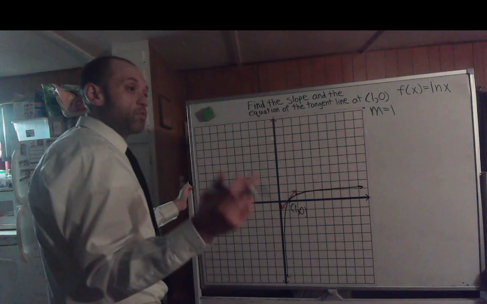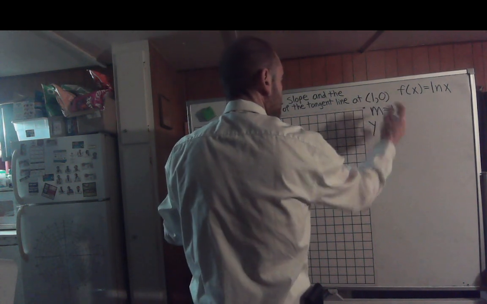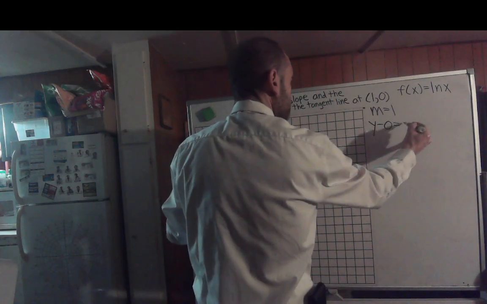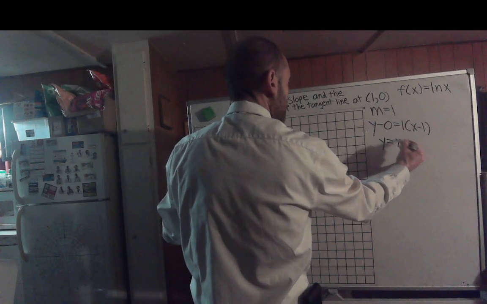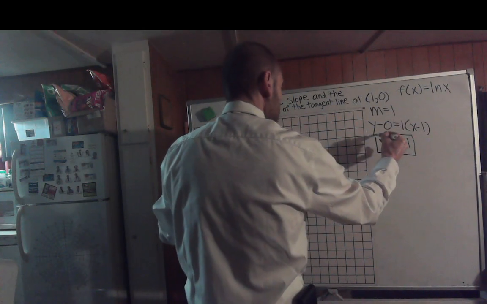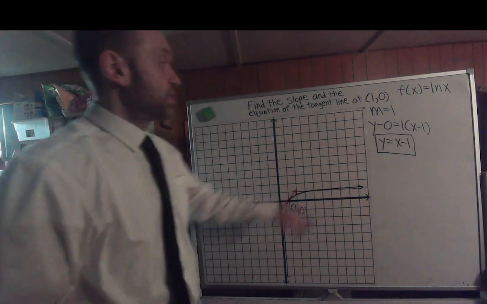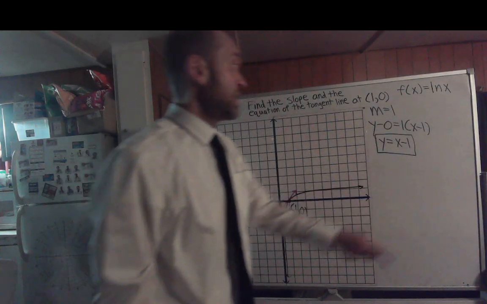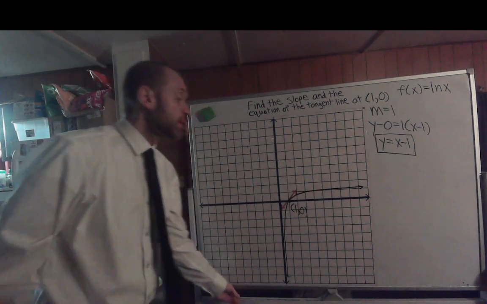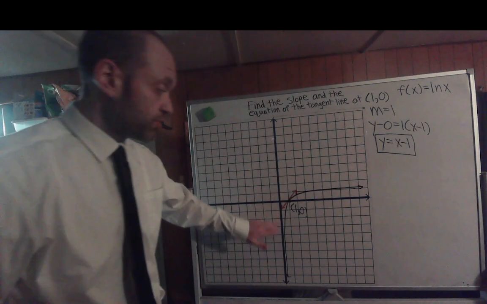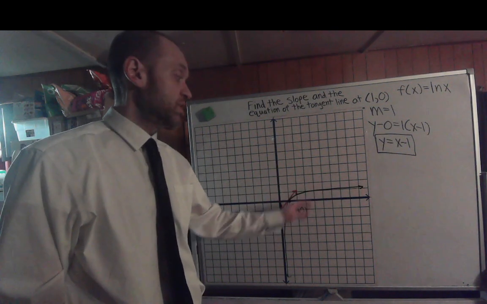Now we can use our formula to find the equation of the tangent line. Take y minus y sub 1, so that's y minus 0 equals 1 times the quantity of x minus 1. You just get y equals x minus 1. So the equation of the tangent line at the point (1, 0) for f of x equals natural log of x is y equals x minus 1. And of course, if you pick any other point on the curve, your slope is going to change, and therefore the equation of the tangent line will change.